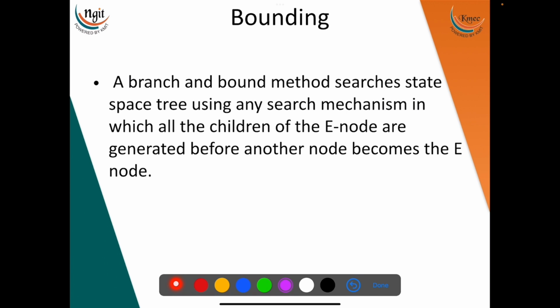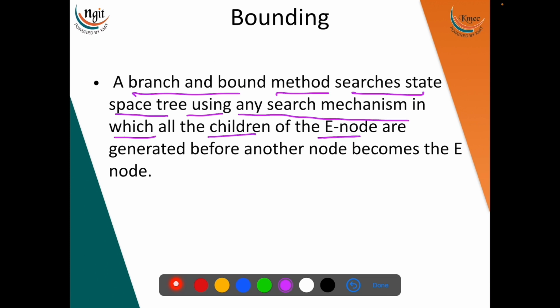What is bounding? A branch and bound method searches the state space tree using any search mechanism in which all the children of the E node are generated before another node becomes the E node. This E node means exploring the node. Now we'll see some example to understand this problem. And we assume that each answer node X has a cost C of X.